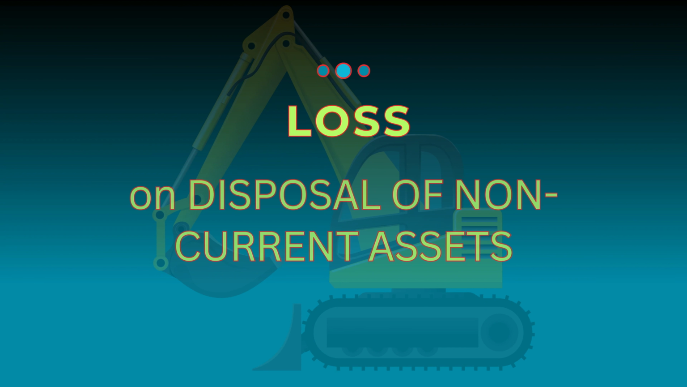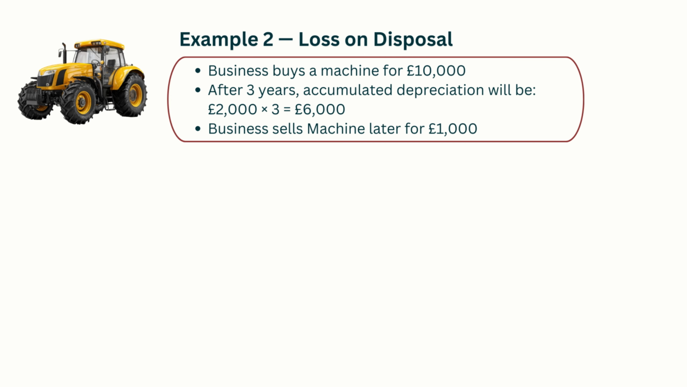Let's look at a loss on disposal example. This example is exactly the same asset as before. The only difference is the selling price. The business buys a machine for £10,000, depreciates it over 3 years, and then sells it, but this time for only £1,000. We use the same method, but different outcome.